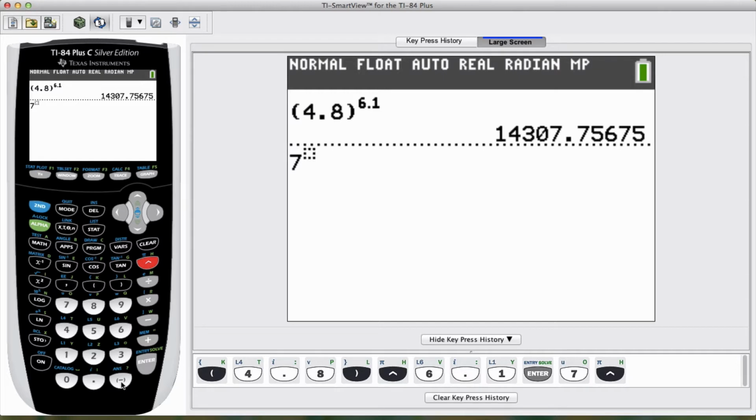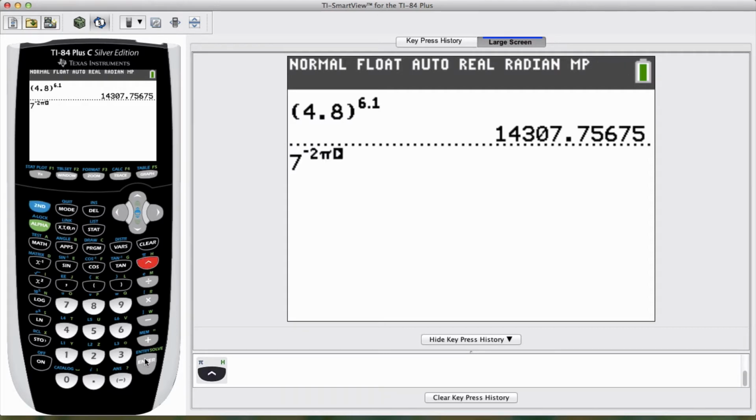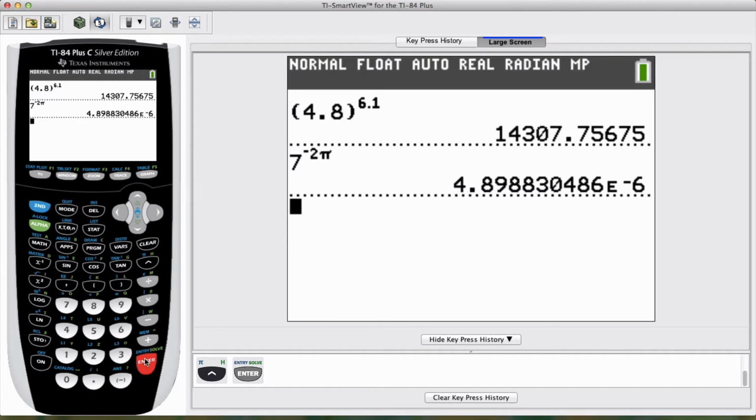So I know my negative is down here. To get to pi, I'm going to press second caret. We know pi is an irrational number. And I get this weird answer here of 4.899. And this, just a reminder, means times 10 to the negative 6th power. Whenever we get that strange number, that's telling us that it is in scientific notation, which a small number would make sense here because we know a negative exponent makes this into a fraction.